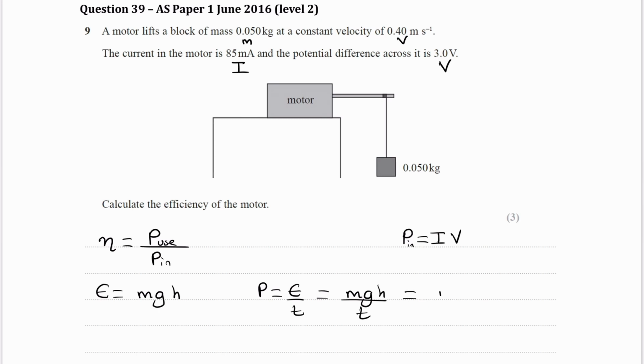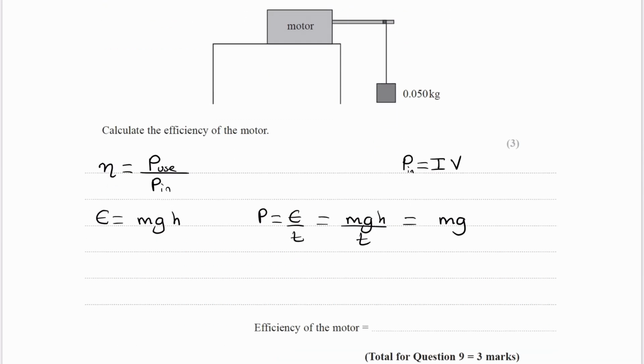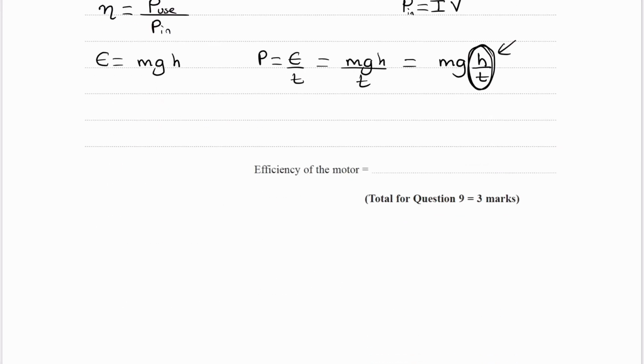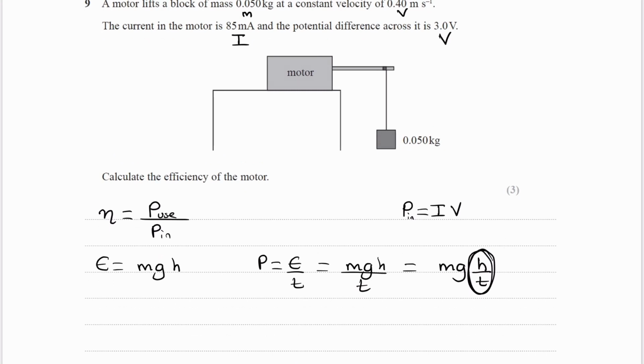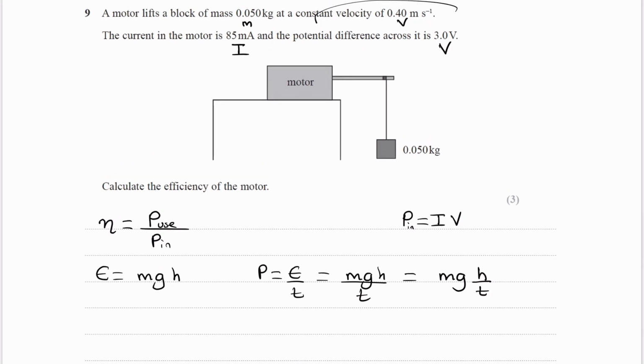and we split this up into two parts, so mg multiplied by h over t, distance over time, that's height gained divided by time, that quantity there would be the velocity. So h over t is the velocity. So I'll put that up here. v is equal to h over t, and that is 0.4.